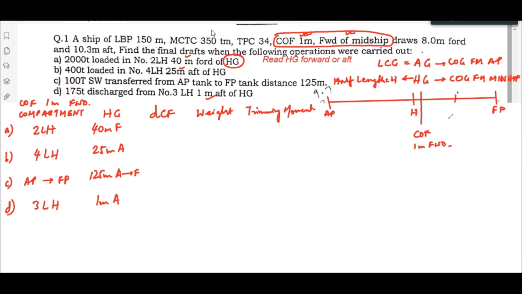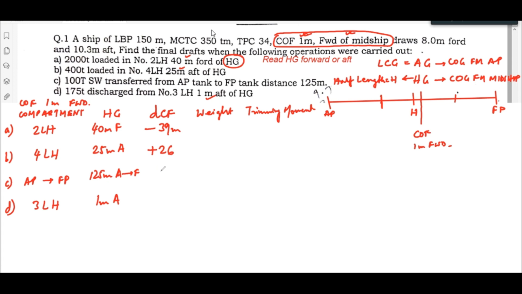And then just check up 40 meter forward. That would be here. And what will be the DCF then? 39, sir. 39 meter. Plus or minus? Minus. Number 4 lower hold. That is aft, he says. So somewhere here. So what will be the DCF? Plus 26. Okay. For number 3, that is aft peak to fore peak, 125.